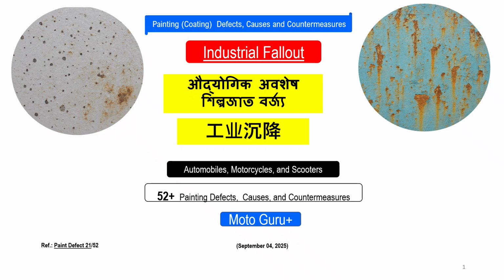Welcome to the channel. With reference to our discussions in respect of 52 plus painting defects, their causes and countermeasures, our today's subject of discussion is defect number 21, and that is industrial fallout.